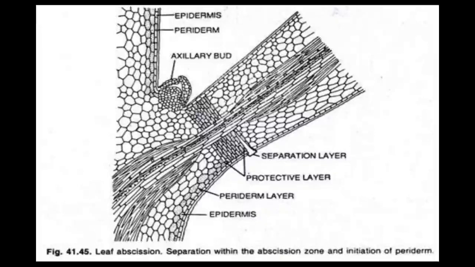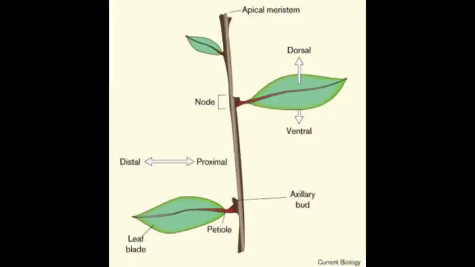The abscission zone is nothing but the separation layer. Here you may see two things very visible: one is the separation layer and the other is the protective layer. These two put together are called the abscission zone. So this zone is the very cause of the abscission process. Now we are going to see the exact mechanism behind this process.